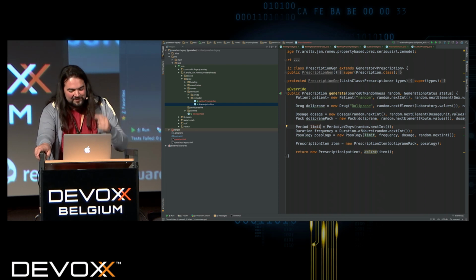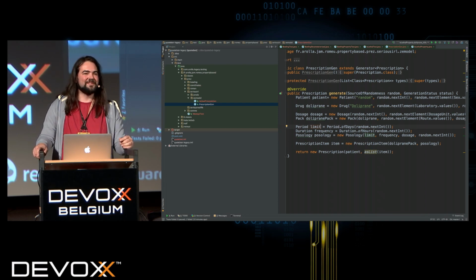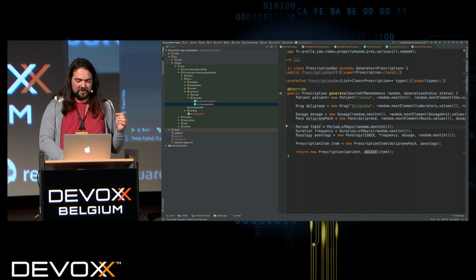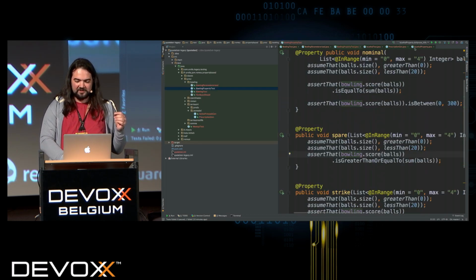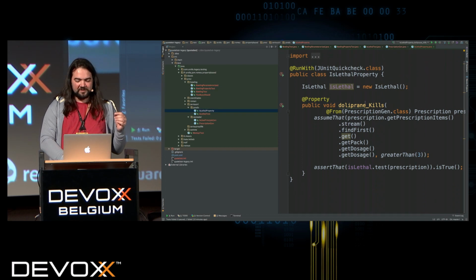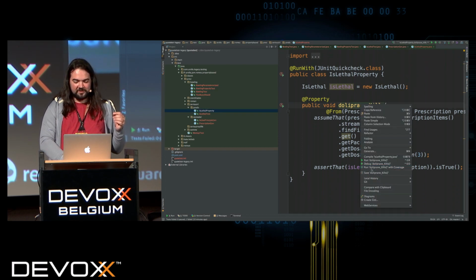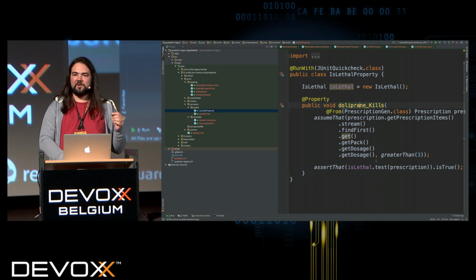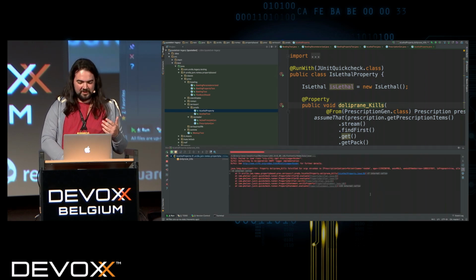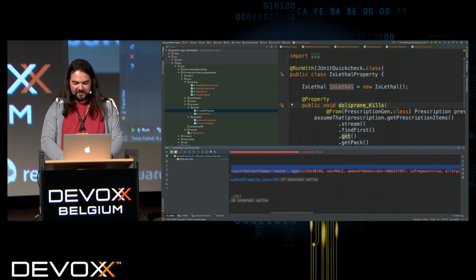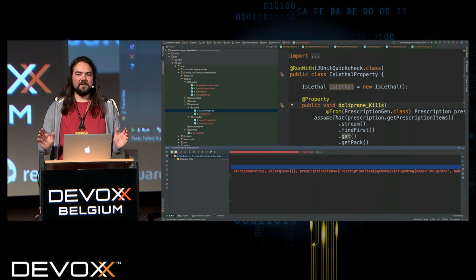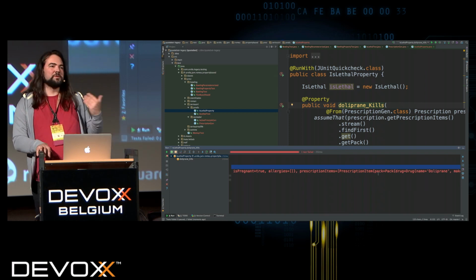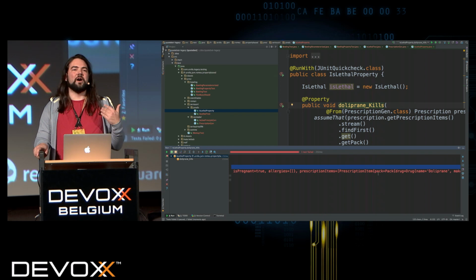Oh, very good one. So let's talk about shrinking. Usually when property-based testing fails, it tells you, I had this input here and it did not work. You have to interpret it. You don't know why it did not work. You just have this input here that doesn't work, and you have to try to find out why.